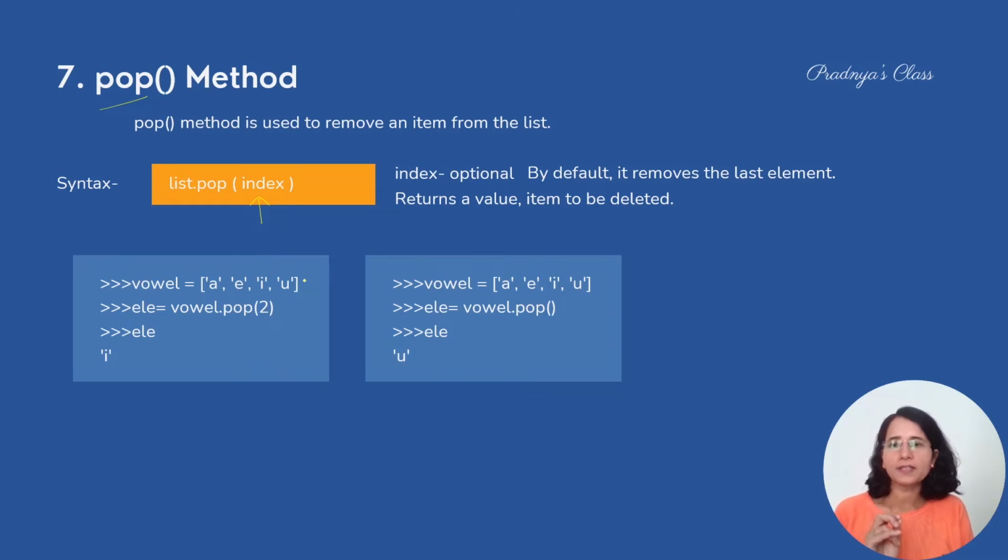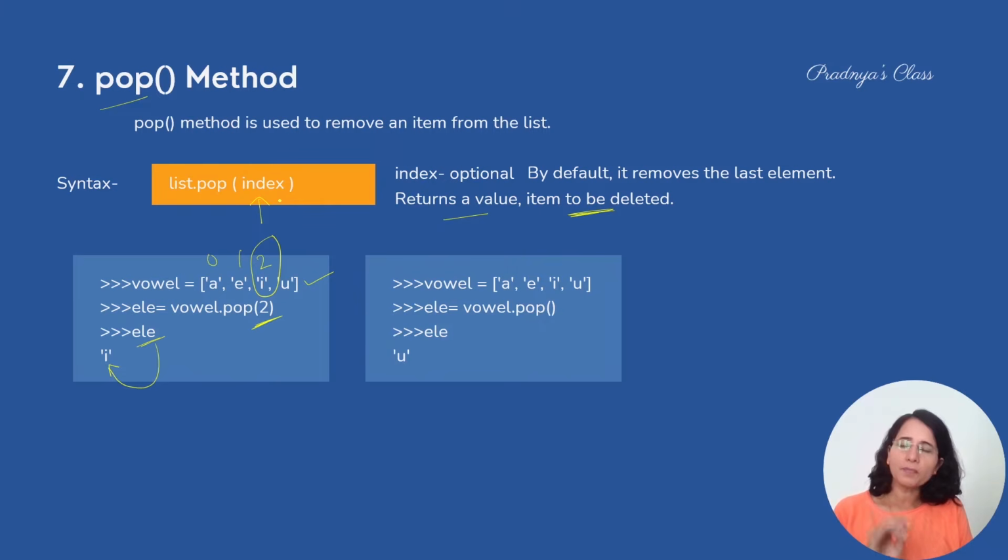So let's consider the same example. Here I mentioned the index 2 which I have to remove. So this is 0, 1, 2. So the I will get removed from the list. So when we will try to print it, we will get the item which we are going to delete. So this is the return value of the pop function. It returns the item which we are going to delete.